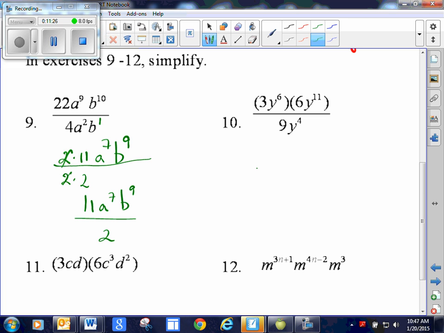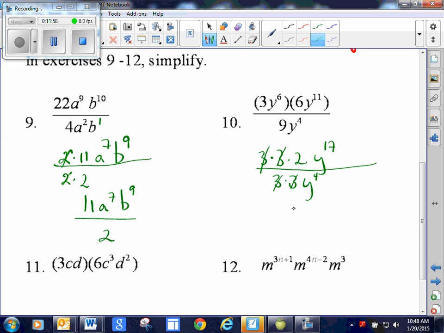Okay. I'm going to write my numbers first. I see 3 and I see 6. So I can think of 6 as 3 times 2, and I see the 9 on the bottom. I can think of him as 3 times 3. We'll take care of them later. I see like bases on the top, and they're multiplied. So that's going to become y to the 6 plus 11, using the product rule, which is 17, over y to the 4th. The 3's will cancel nicely.